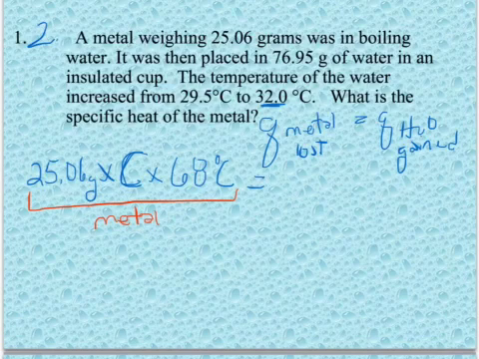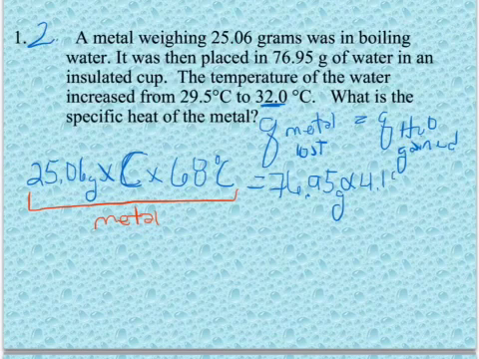Now we want to do the same thing, but write everything for water. So let's start with the mass of water. The mass of the water is 76.95 grams. And multiply that by the specific heat of water, which is 4.184, and that's joules over gram degrees Celsius. And then multiply that by the change in temperature of the water.